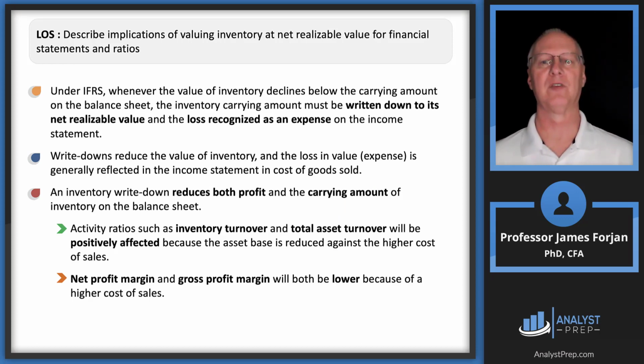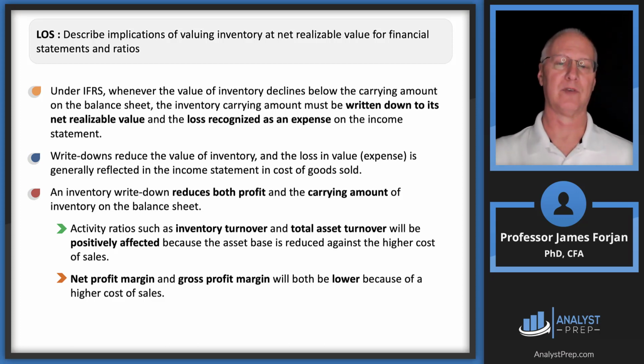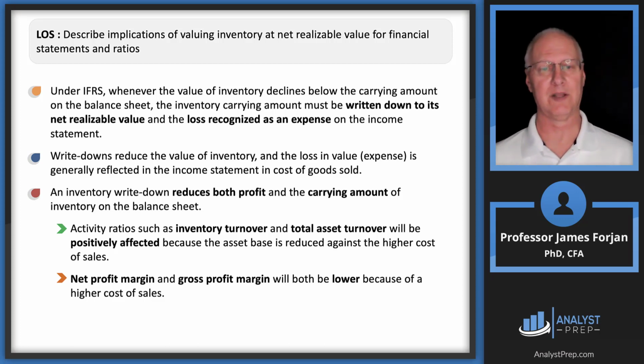All right, a couple of other things about write-downs and net realizable values. Just go ahead and skip down to the bottom two areas. Activity ratios, such as the turnover ratios, will be positively affected. And this is because this asset base, the inventories, is probably going to be lower, and that's going to be against a higher cost of sales. So activity ratios are probably going to be improved. Net profit margin and other kinds of margins will probably be lower.